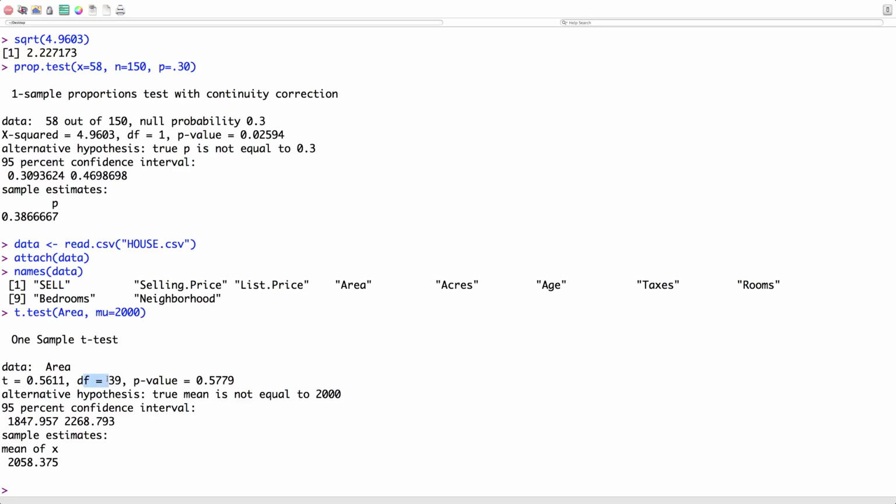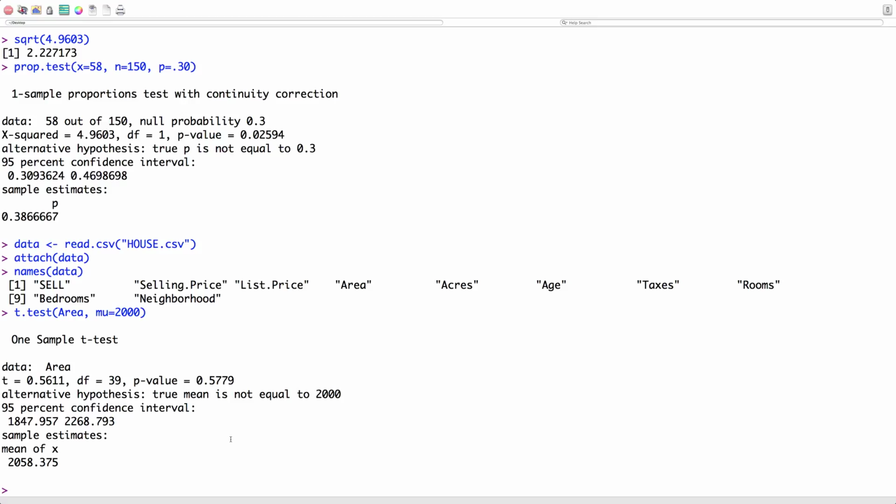We have our degrees of freedom, and we have our p-value, which is greater than 0.05, which would lead us to fail to reject the null hypothesis. Notice that the 95% confidence interval is provided, and that our claim of 2,000 is included in the 95% confidence interval, validating that from this sample we don't have enough evidence to reject the claim.